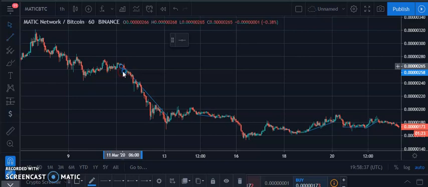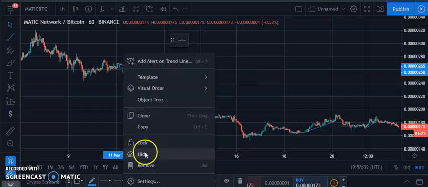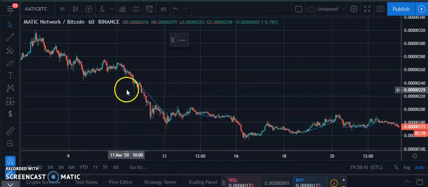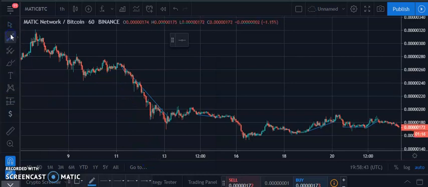I don't know why this mouse is kind of acting up. I don't know where the error is coming from.